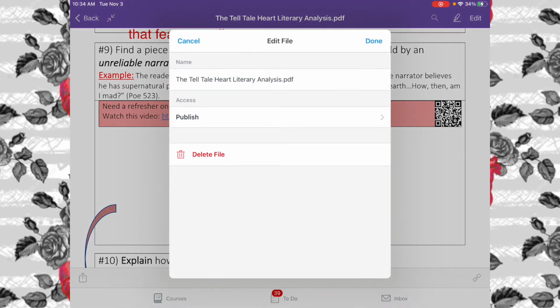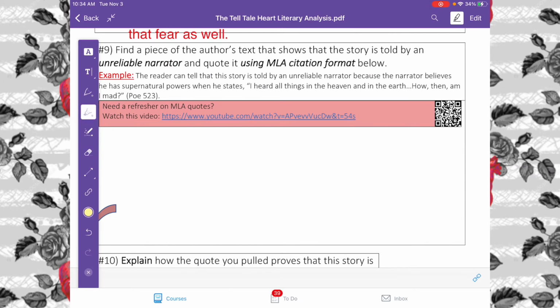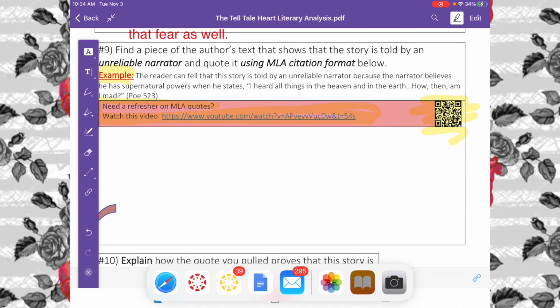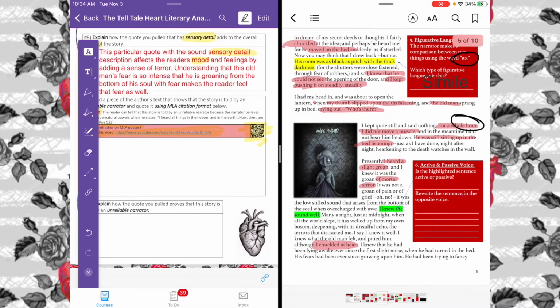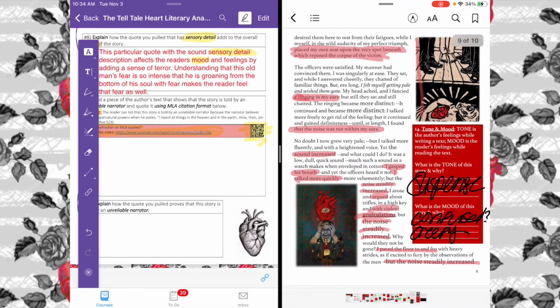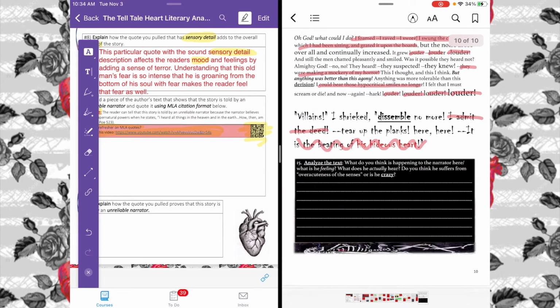So right here, right here we've got some things. We have an example. We also have a refresher video on MLA quotes, so use any of this if you need it. So let's go into the text. Again, we're split screening with iBooks, and we're looking for something that proves that this author, or that this narrator is unreliable.